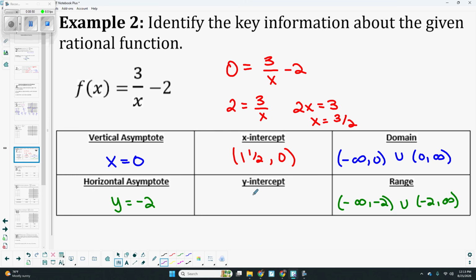The y-intercept, remember, is when x is 0. So now we have y is equal to 3 over 0 minus 2. Now we know that that's not allowed. So that means there is no y-intercept. And this makes sense because think of it this way. The vertical asymptote was the line x equals 0, which is the y-axis. So that means we're never ever crossing the y-axis. So as soon as you have an asymptote of 0, the opposite intercept would not exist.